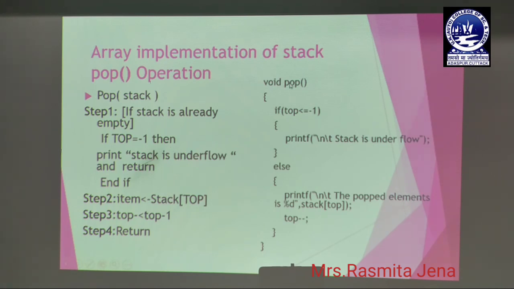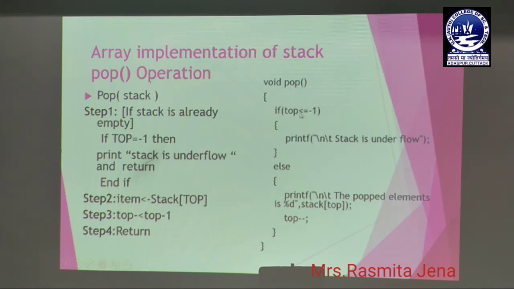Then comes the function implementation of stack operation. In function implementation, here you can see, we declare the stack array globally. So nothing needs to be received. So void pop, and we will first check whether the stack is in underflow situation or still contains any element to pop. For that we will check if top is less than or equal to -1. If this condition is true, then the stack is in underflow. We will print a message that the stack is underflow.